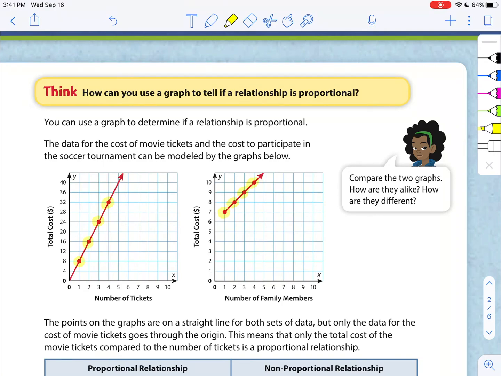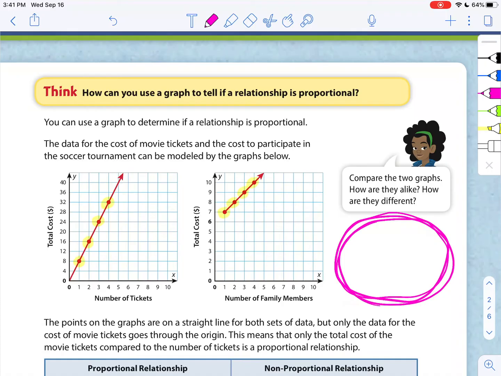So what I want you to do now is to compare these two graphs. So just take a look at the two graphs and think how they're alike and how they are different. And maybe jot down a few of your ideas over here on the right. Pause the video and give it some thought.